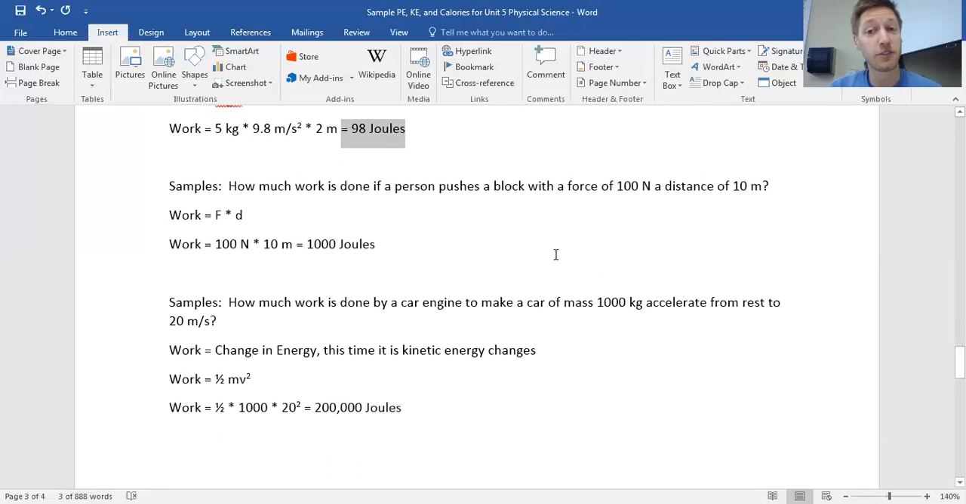You might have a question where it gives you the force and how long you're applying the force for. In that case, we just take the force times the distance. So if we apply a force of 100 newtons for a distance of 10 meters, the work would be just 100 times 10, or 1,000 joules of work.